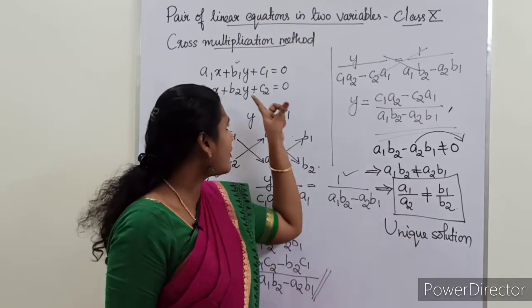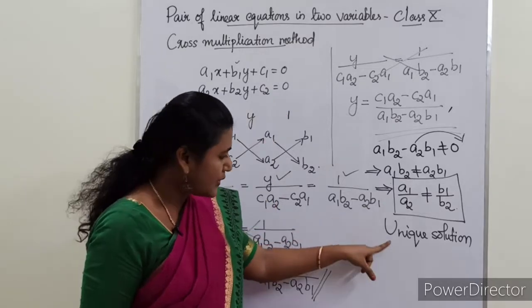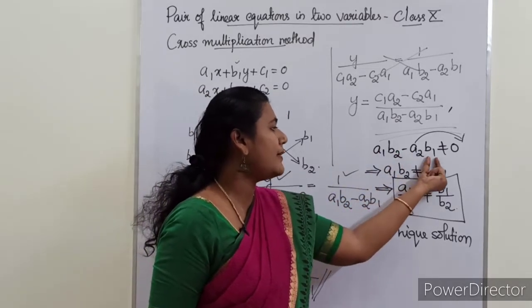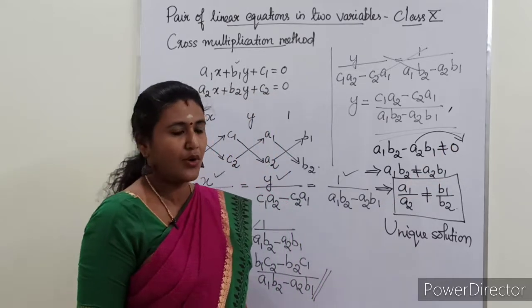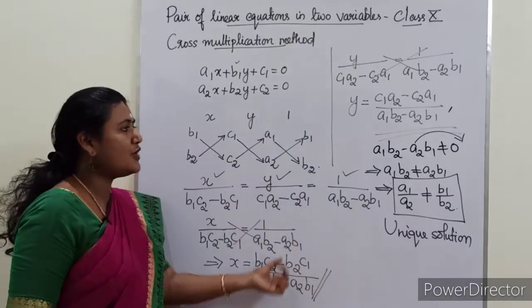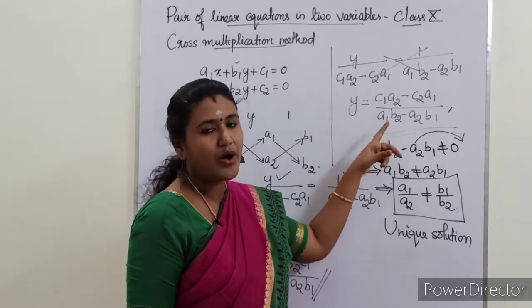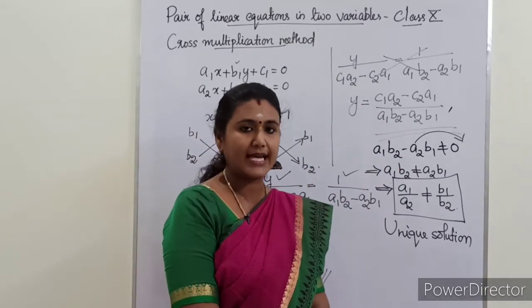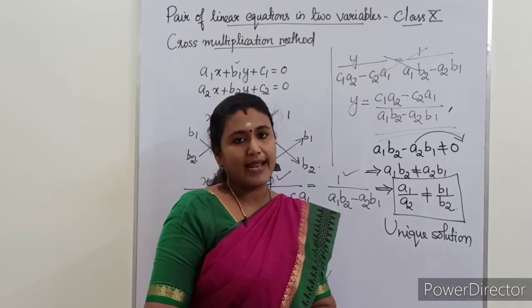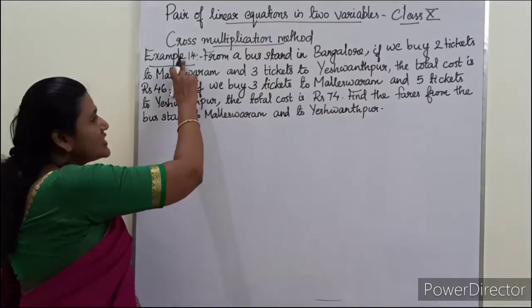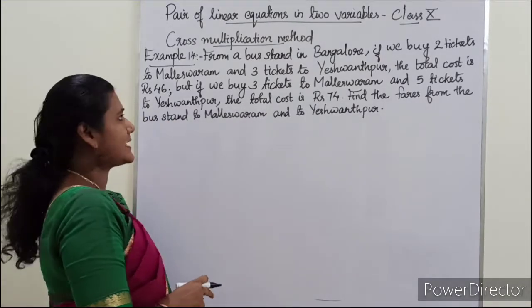So if the pair of linear equations has a unique solution, then A1B2 minus A2B1 will not be equal to 0. Then only can you find the value of x and y. Otherwise the denominator will become 0 and you cannot find the value of x and y. Now we will see one example. Example 14, which is given in our NCERT textbook.